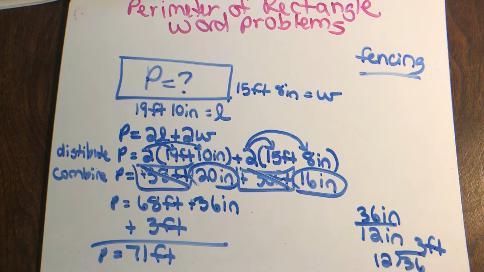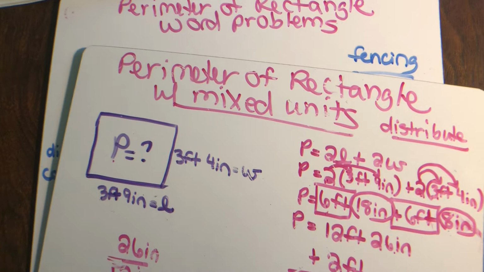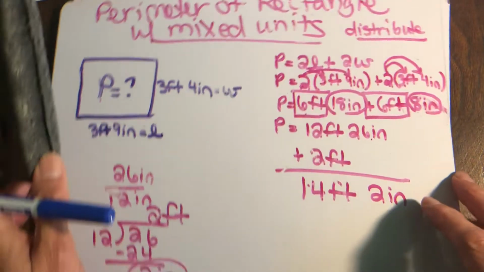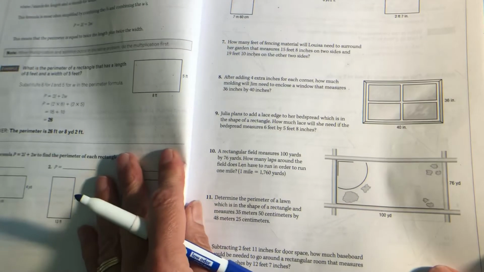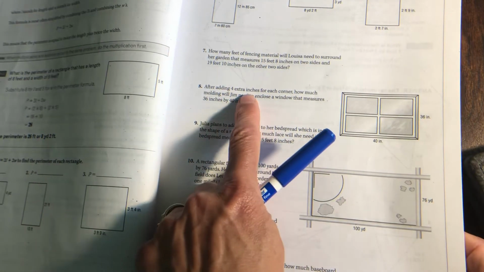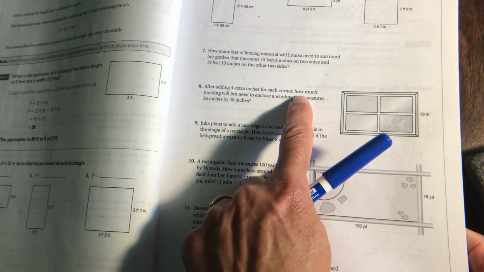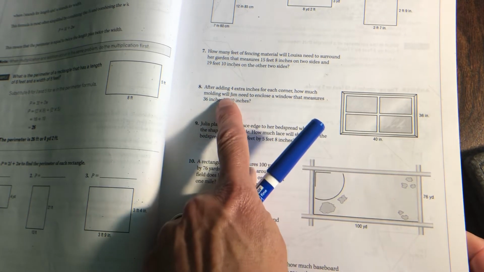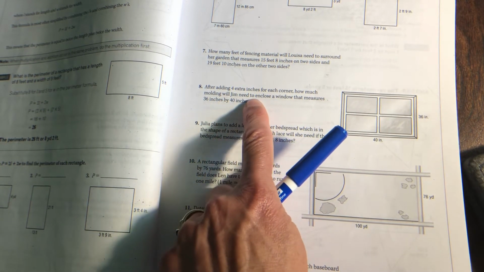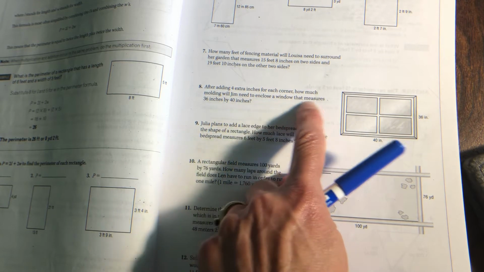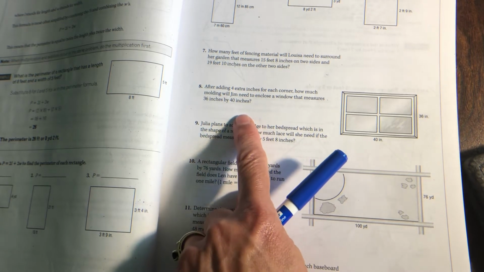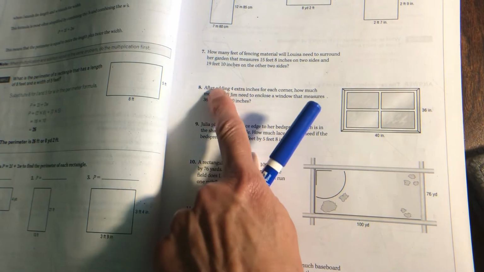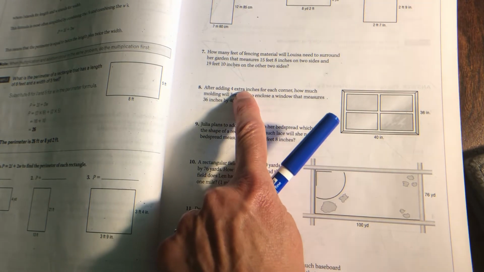Another word problem. After adding 4 extra inches for each corner, how much molding will Jim need to enclose a window that measures 36 inches by 40 inches? Okay, so this is a multi-step perimeter problem because it says after adding 4 extra inches for each corner.